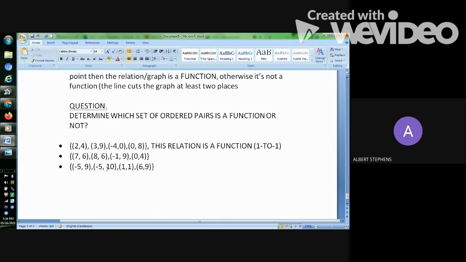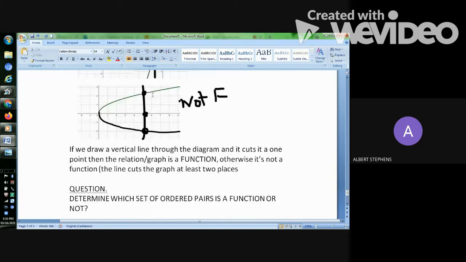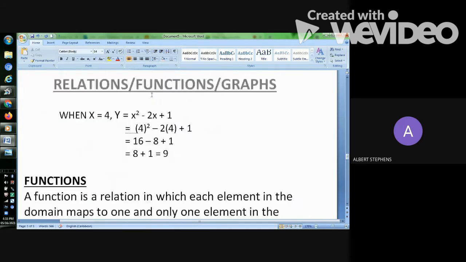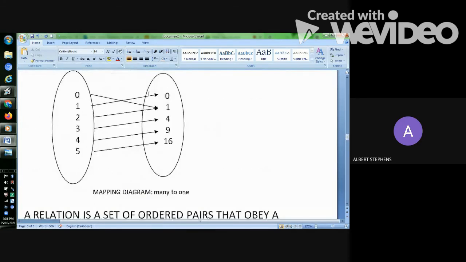What about the second set of ordered pairs? If you draw that on a mapping diagram, what type of mapping diagram would you get? Many-to-one, sir. Yes, many to one. Remember, we said that this was a many-to-one, right?